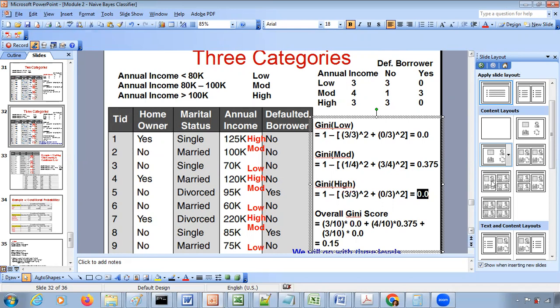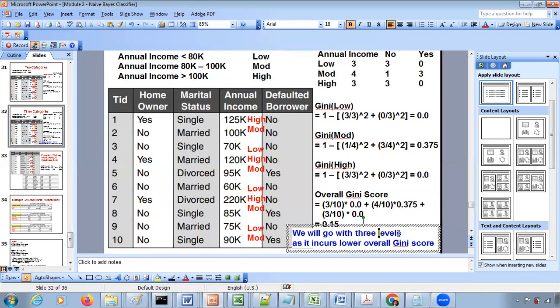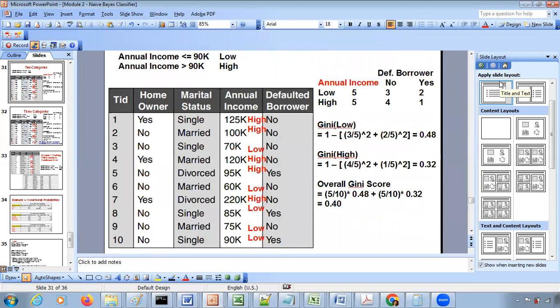So the overall Gini score with annual income for 3 categories is going to be 3 over 10 for low times 0, plus 4 over 10 for moderate times 0.375, plus 3 over 10 for high times 0.0. So the weighted average is 0.15. So we'll go with 3 categories of classification for the annual income feature, as it incurs a relatively lower overall Gini score compared to using 2 categories.